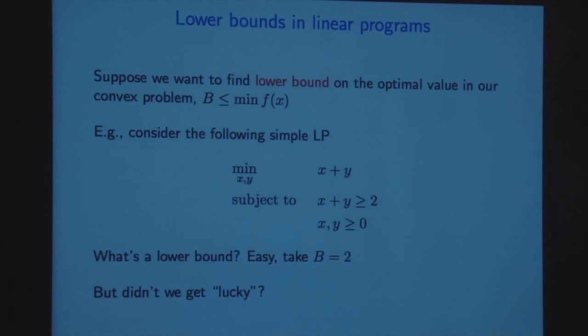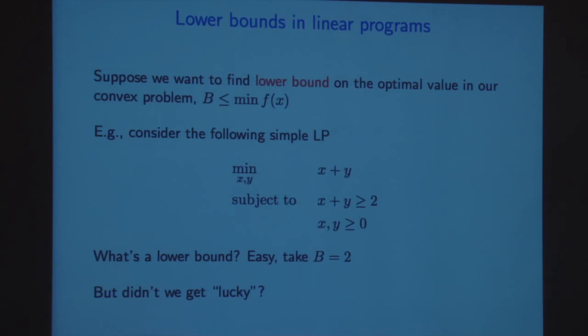So let's consider the following very simple linear program in two variables. X and y are both real valued here. I want to minimize x plus y, subject to the constraint that x plus y is bigger than or equal to 2, and x and y are both non-negative. What's a lower bound for the optimal value of this linear program? It's just 2, right? There's almost no argument here. One of the constraints is that x plus y is bigger than or equal to 2. If this is true of any feasible point, then the solution must satisfy this as well. And so a lower bound on the optimal value is just 2.